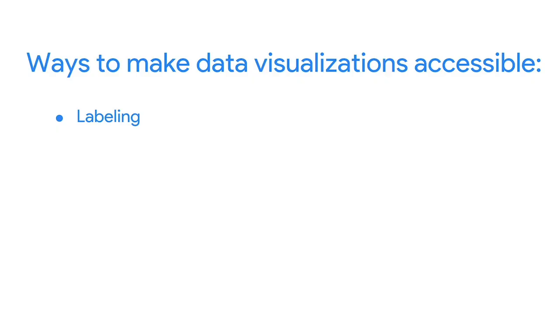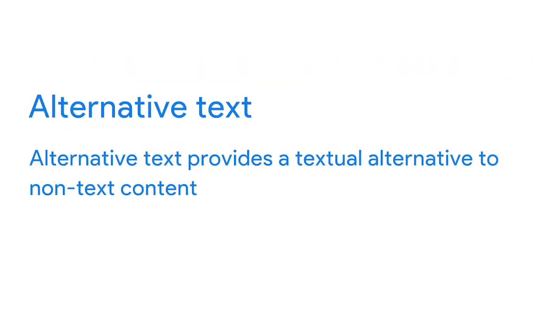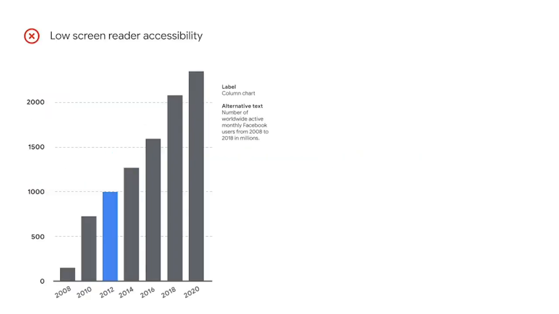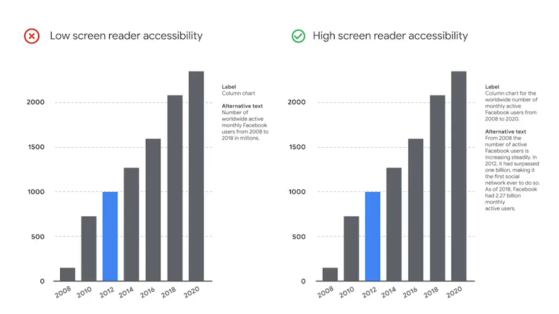Another way to make your visualizations more accessible is to provide text alternatives so that it can be changed into other forms people need, such as large print, braille, or speech. Alternative text provides a textual alternative to non-text content. It allows the content and function of the image to be accessible to those with visual or certain cognitive disabilities. Here's an example that shows additional text describing the chart.